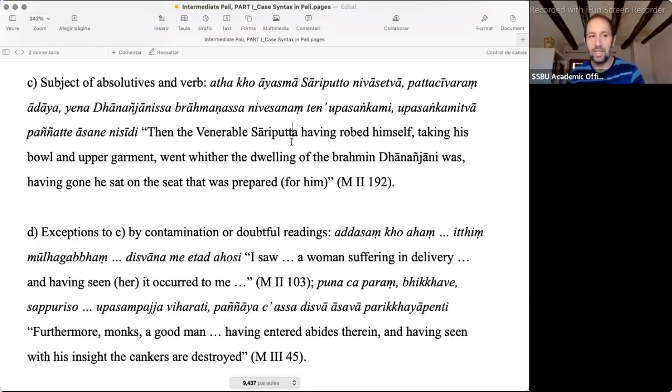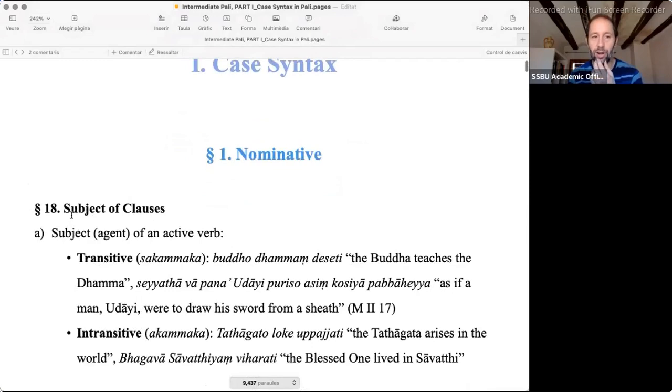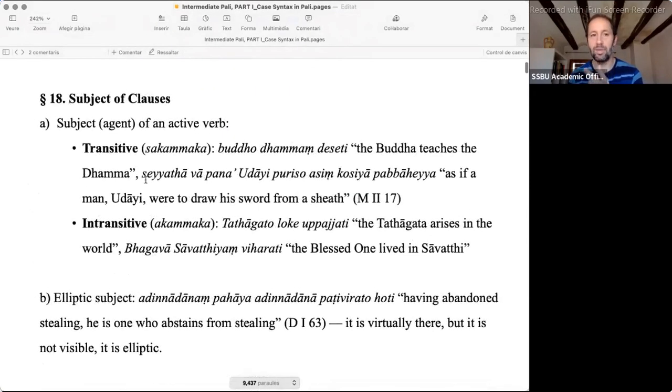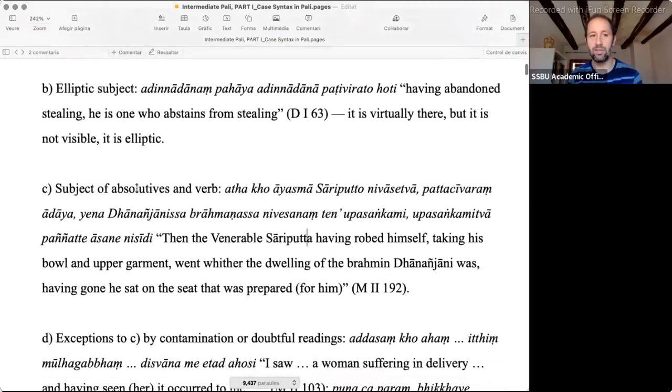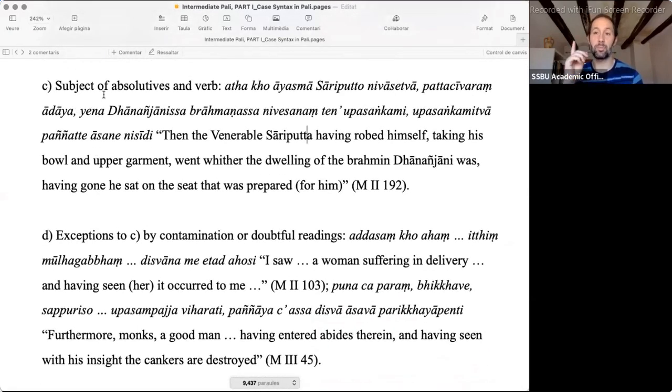Still, this is a nominative subject. We haven't moved from the nominative subject. You can see that these are all examples of subject. The nominative can be the subject of transitive or intransitive verbs. Sometimes it's subject, but it's elliptic. Sometimes it's subject, but it appears once. It is not elliptic, but it appears once, and it's the subject of a string of verbs.